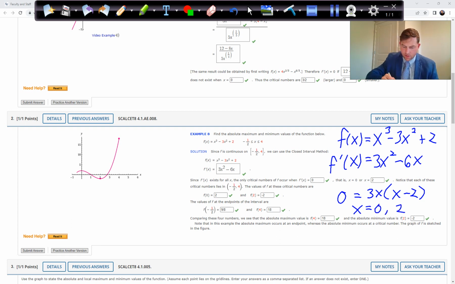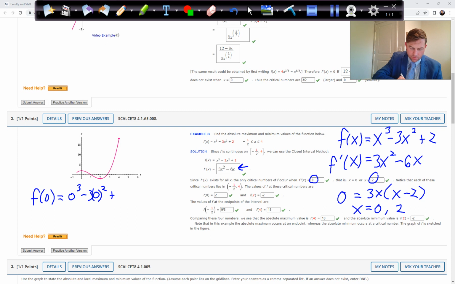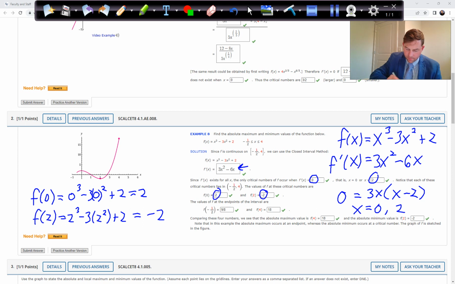And let's see, so we did the derivative, we found 0, we found 2. These are critical numbers. Then we have to figure out what is f of 0. So now we're going to plug 0 into the original equation to find out its actual value. So we're going to get 0 cubed minus 3 times 0 squared plus 2. So that equals 2. And then f of 2 would be 2 cubed minus 3 times 2 squared plus 2. And if you do that out, you will get negative 2. And that's those two answers here.